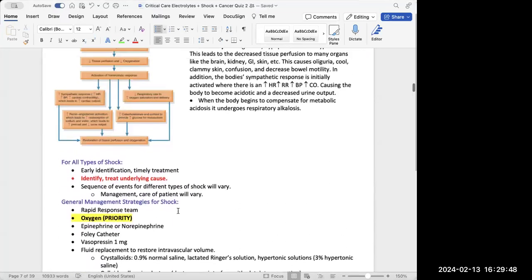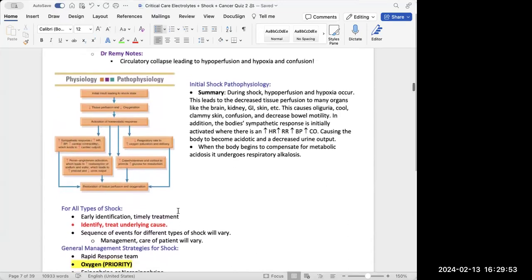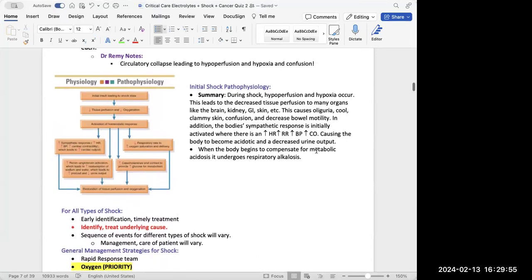I have a question, because I thought in the compensatory stage of shock, the body is still able to maintain the blood pressure and the cardiac output. So everything, including the vital signs, will remain normal. But according to what you're saying, the heart rate and the respiratory rate, everything will be increased. So which one is it? Because I'm kind of confused on that.